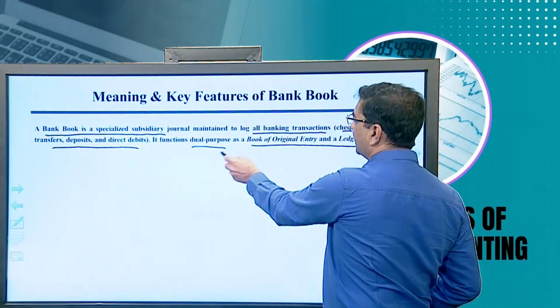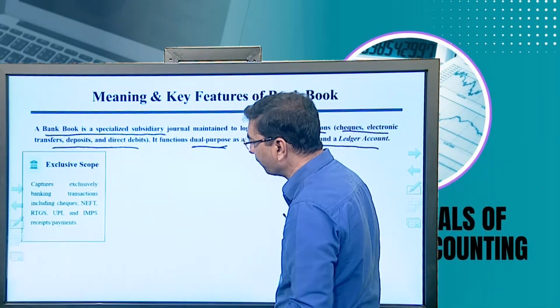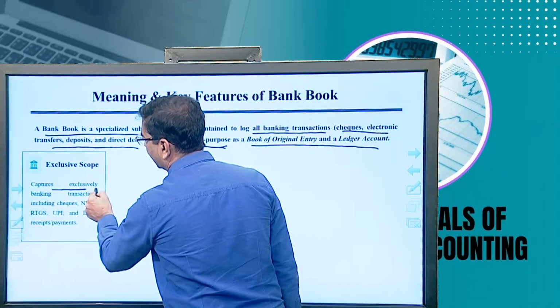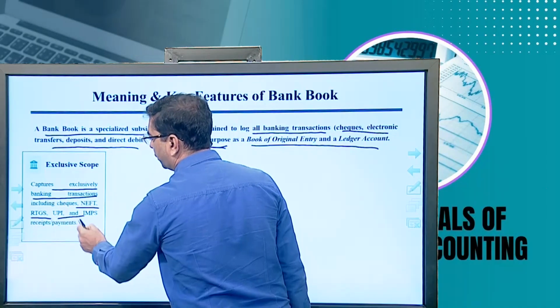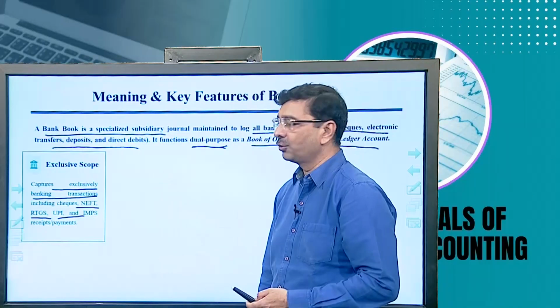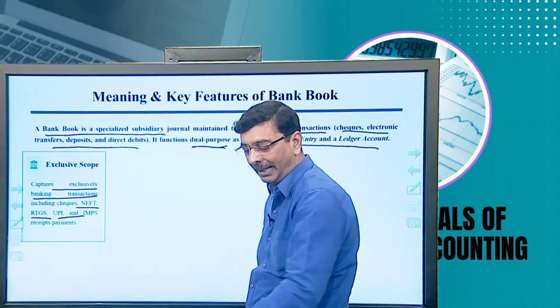So, that is why it is considered that a dual purpose is actually served when you are preparing a bank book. Exclusive scope is what? The exclusive scope is that exclusively banking transactions like NEFT, RTGS, UPI, IMPS, any receipts and payment transactions, that we will identify, capture and record in this particular bank book.